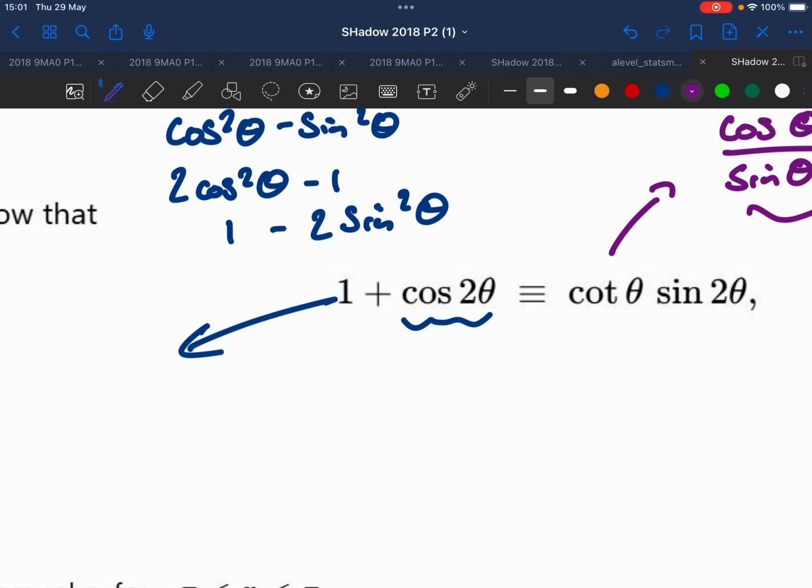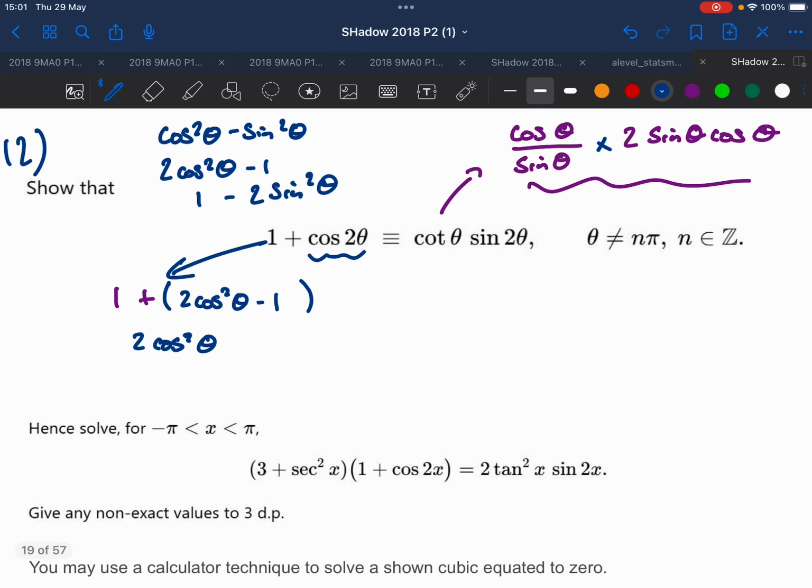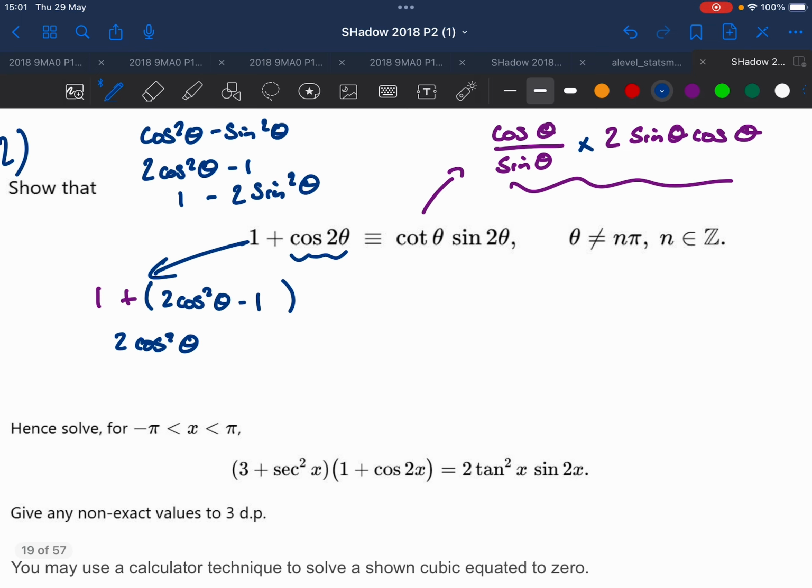So if I did that, I would get 1 plus 2 cos squared theta minus 1, which becomes just 2 cos squared theta, doesn't it? Now, what on earth are all these different bits that I'm supposed to make? Let's just check that it actually kind of works. Yeah, can you see it does work, doesn't it?